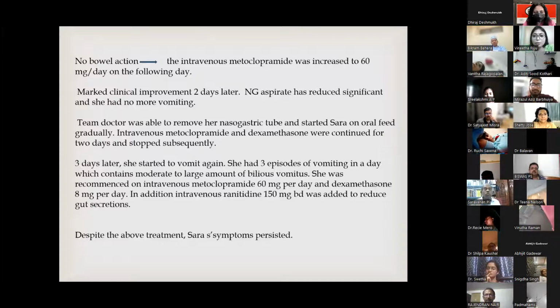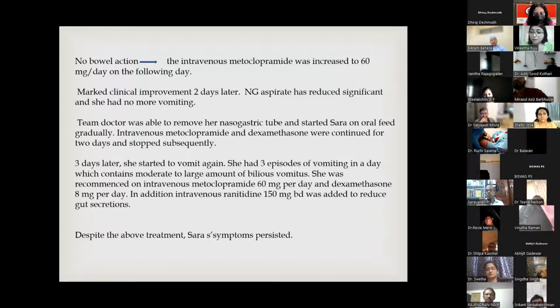IV metoclopramide and dexamethasone were continued for 2 days, and then stopped. 3 days later, she started vomiting again, and she had 3 episodes of vomiting in a day, which was a moderate to large amount of bilious vomitus. And again, she was recommended IV metoclopramide 60 milligram per day, dexamethasone 8 milligram per day, and IV ranitidine 150 milligram BD to reduce the gut secretions.